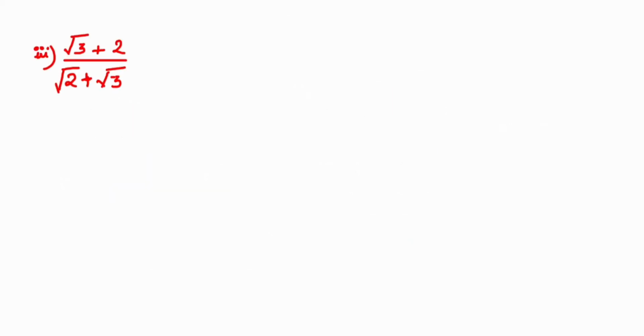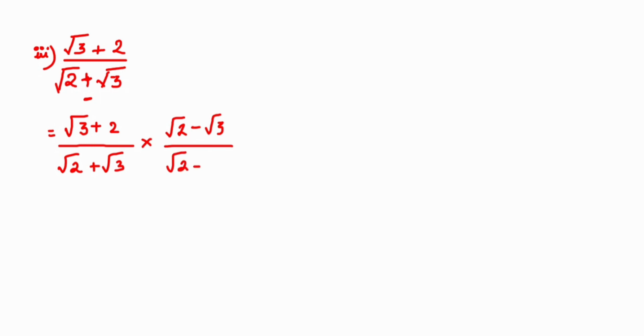Let me take a small example and then we are done. Here I've taken 2 terms in the numerator: root 3 plus 2 upon root 2 plus root 3. How to solve this? The very first step is to multiply the numerator and denominator with the conjugate. The conjugate will be root 2 minus root 3, because we have a plus sign here, so it becomes minus. So this will be equal to root 3 plus 2 upon root 2 plus root 3, multiplied by root 2 minus root 3, the conjugate, upon root 2 minus root 3.